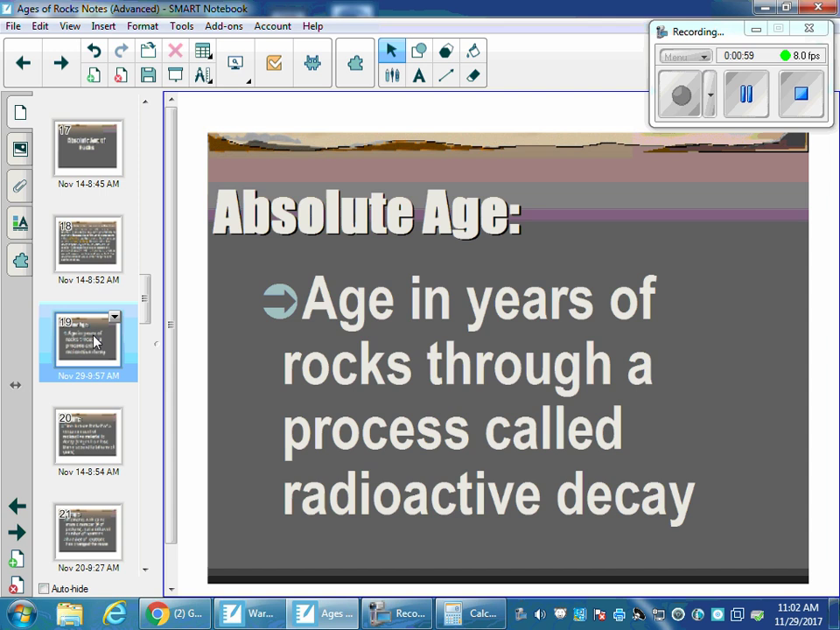And the process that we use in order to calculate that is what's called radioactive decay. And using information about radioactive decay, we can determine how old rocks are and give them an actual number. So we're going to talk how that happens and also how we could actually calculate that.